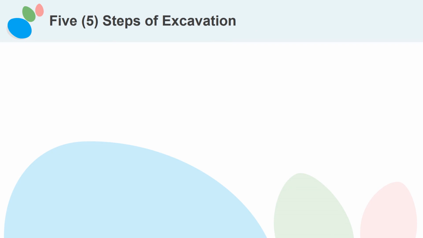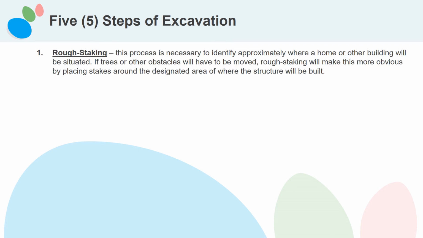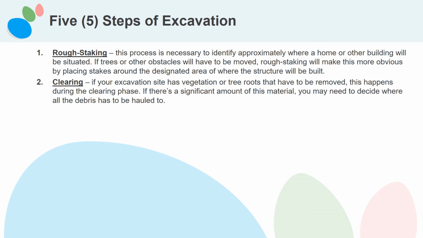5 steps of excavation are: 1. Rough staking. This process is necessary to identify approximately where a home or other building will be situated. If trees or other obstacles will have to be moved, rough staking will make this more obvious by placing stakes around the designated area of where the structure will be built. 2. Clearing. If your excavation site has vegetation or tree roots that have to be removed, this happens during the clearing phase. If there's a significant amount of this material, you may need to decide where all the debris has to be hauled to. 3.